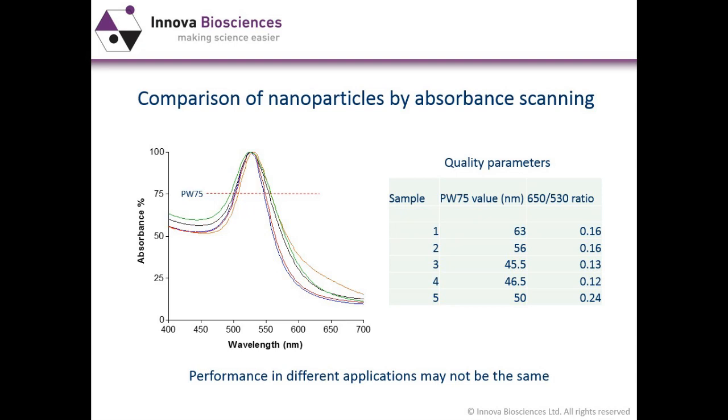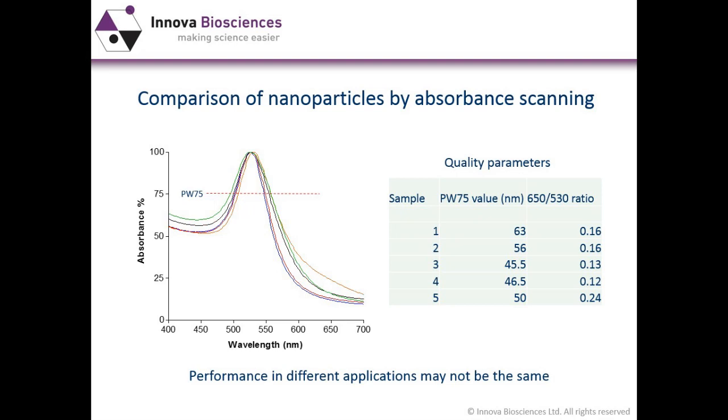Okay, if you see a profile for any solution of gold nanoparticles, the profile will look vaguely similar, but when you overlay them, you can actually see that there are significant differences. So again, the samples that you saw earlier, here are some absorbance profiles, and you can see that they vary in width at 75% absorbance, and they also vary in the region of 600 to 700 nanometers on the x-axis.